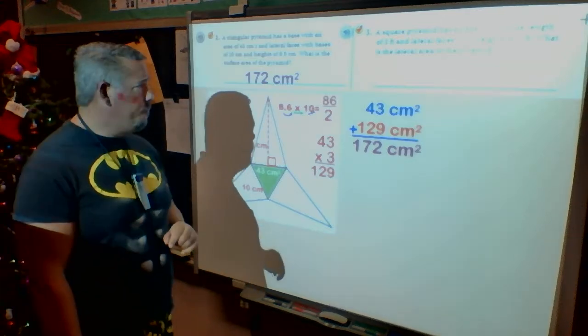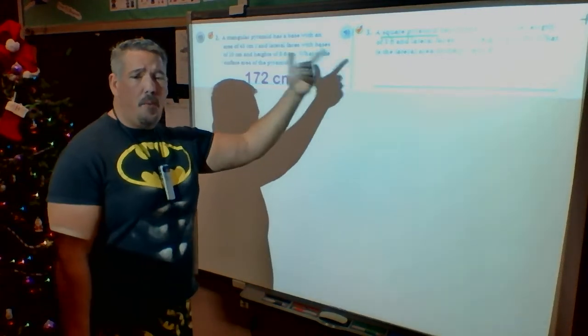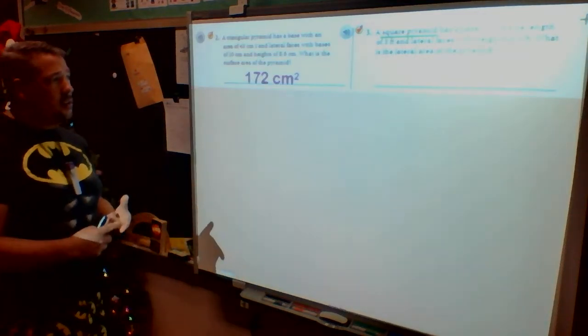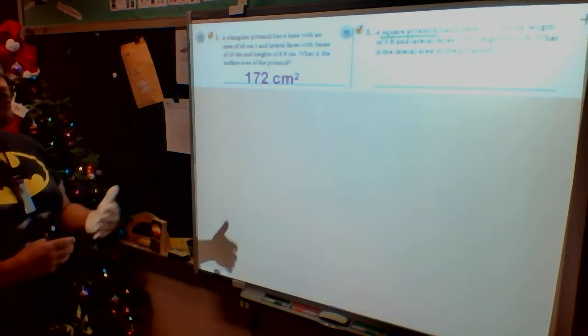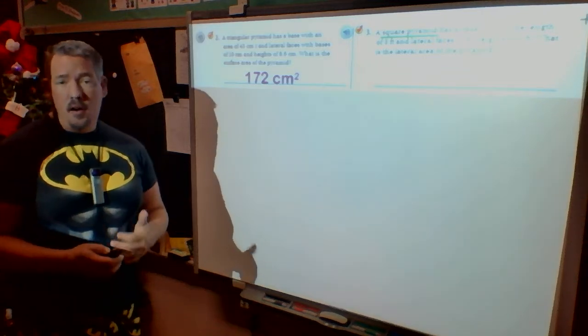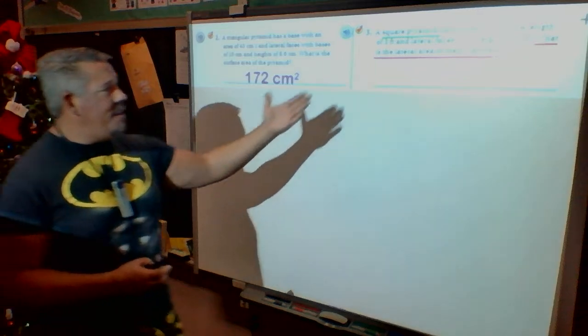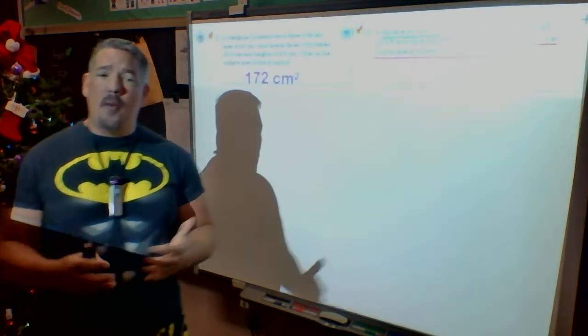The next one then, it says a square pyramid. Square pyramid has a base with a side length of 3 feet and lateral faces with heights of 2 feet. What is the lateral area of the pyramid? So when I look at what it's asking me, I only need the lateral area of the pyramid. So what am I going to start to find?